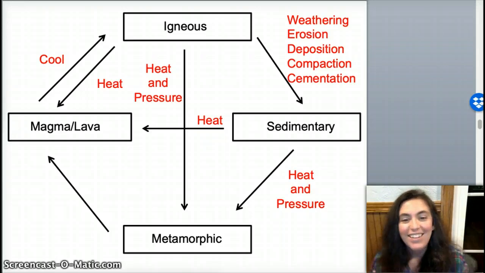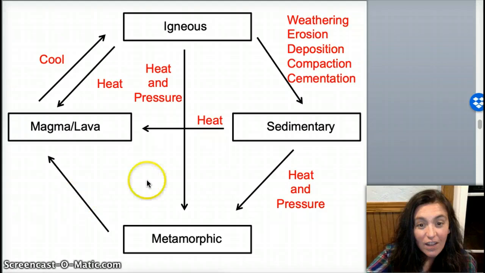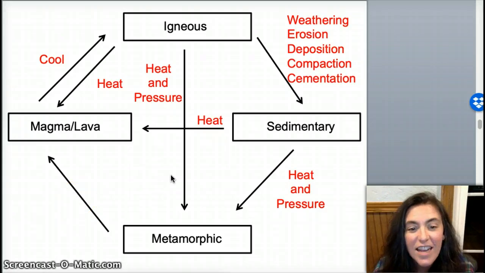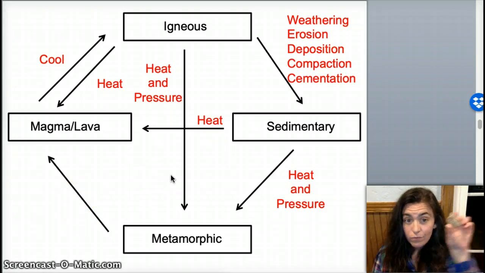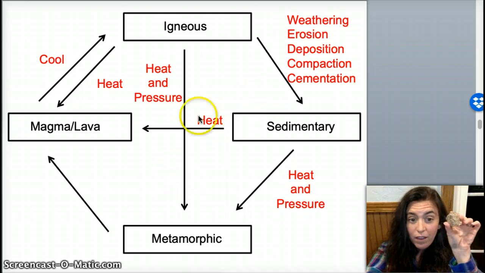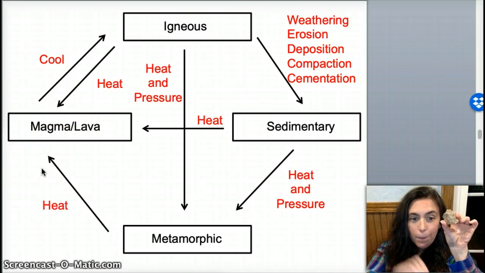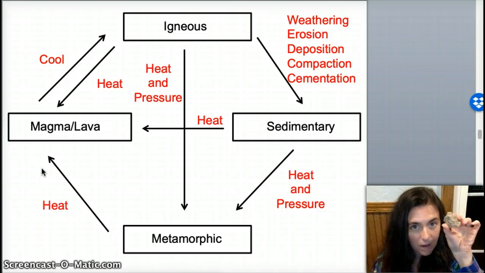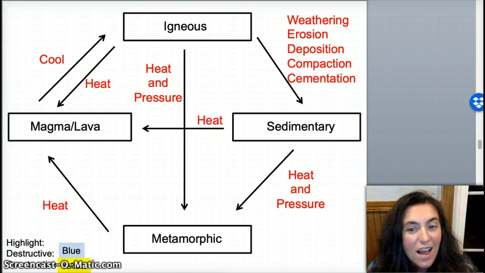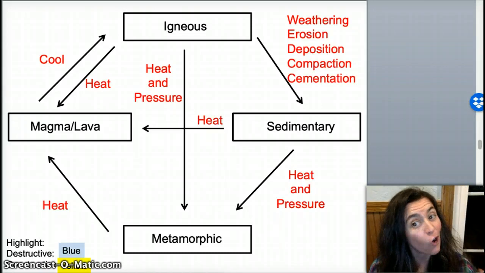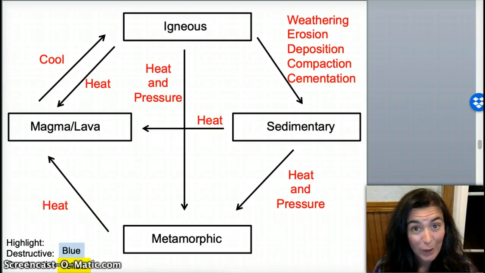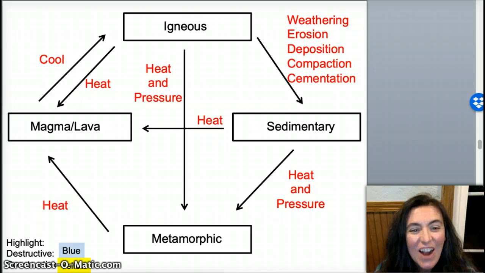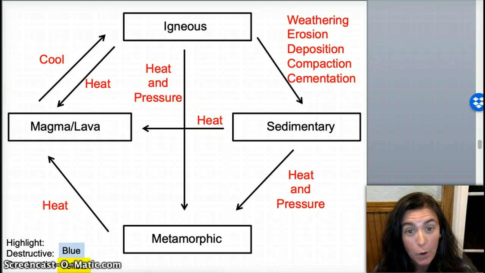I love that. Okay, now, last one is, how do you get a metamorphic rock back to magma and lava? How do you get it here? All you gotta do is add some heat to it. We just melt it again, just like any other rock. You add enough heat, just heat alone, and it turns into magma and lava. And then it can just start the cycle all over again. Pretty cool, right?